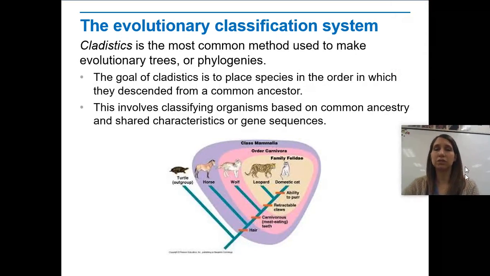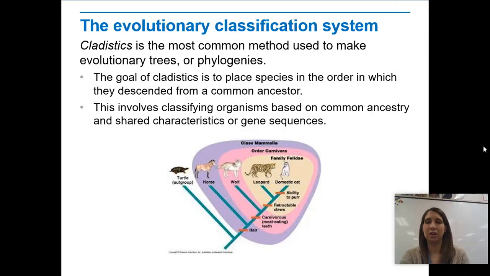When we talk about evolutionary classification, the most commonly used system is called cladistics. This is a whole field of study that's dedicated to creating phylogenies. This isn't the only method that we can use to create these evolutionary trees, but it is probably the most commonly used. The idea with cladistics involves classifying organisms based on common ancestry and shared characteristics and gene sequences. Those evidences we talked about on the last slide are what cladistics uses to organize information on species in diagrams that look like the one you see right here.